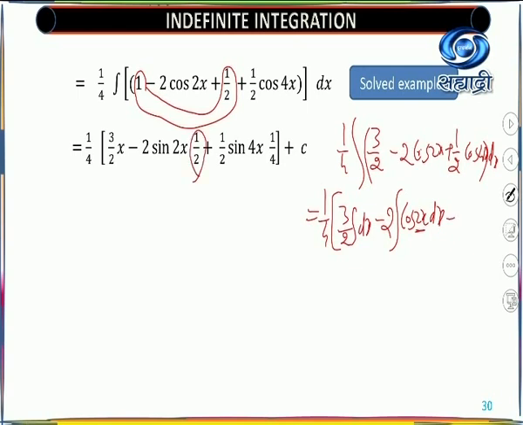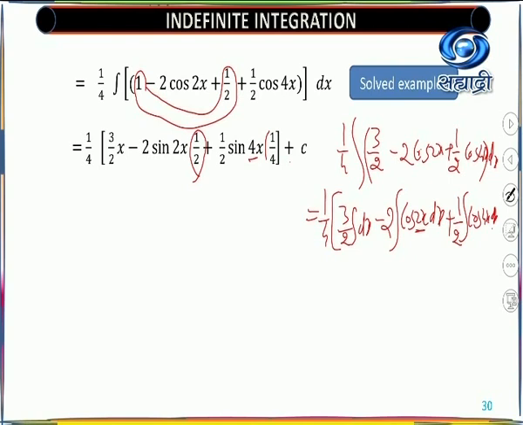Similarly, the next one is half here, integration of cos 4x dx. Look at here. Whose derivative is cos? You will get sine. So sine is here. Half is already there, sine 4x. And what is the coefficient of x? That is 4. So you will get 1 upon 4 here. So plus constant of integration.